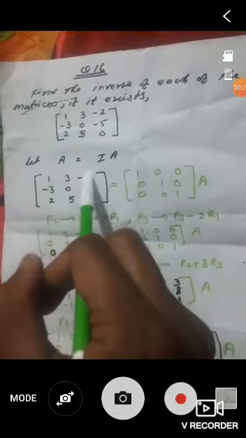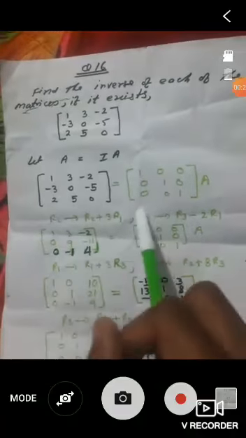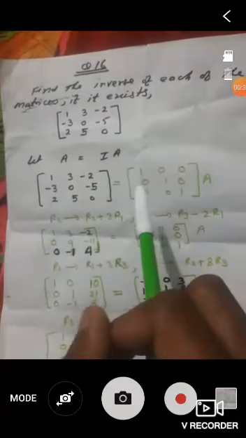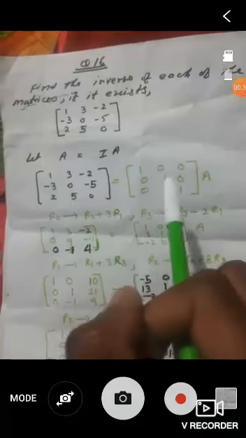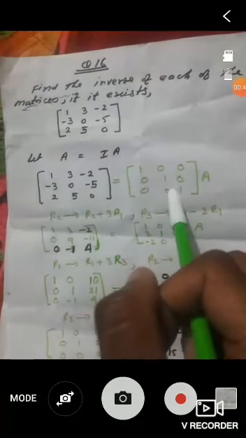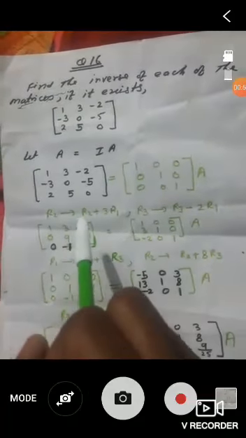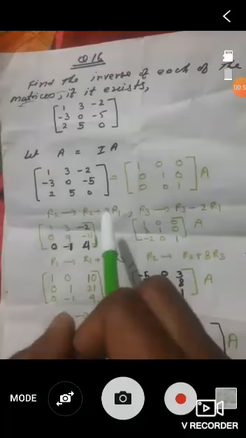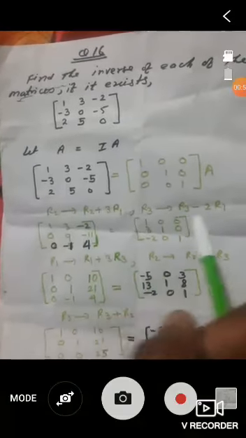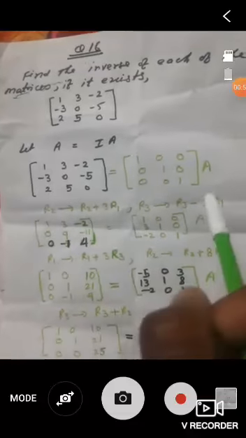Let A equal to I into A. Our objective is to convert the left hand side matrix into an identity matrix. The new form on the right hand side will be the inverse of the given matrix. For this I will apply some operations. Dear student, I am applying a few valid operations. These operations are not fixed and may change from time to time.